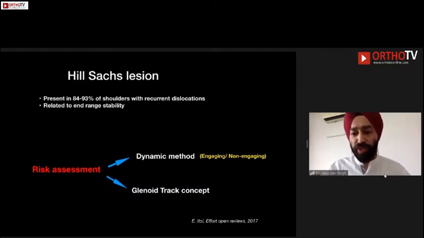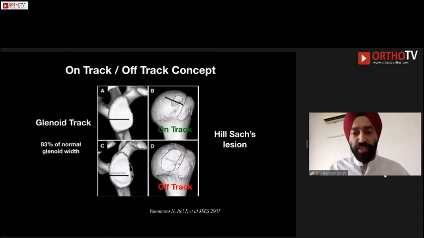Although this would not be ideal since you are putting your repair to a great degree of stress by doing this test. And the other method is the glenoid track concept, which you can use preoperatively to find which lesions are significant and which are not. So this glenoid track concept is based on the principle of bipolar bone loss, and it not only gives you an idea about glenohumeral bone loss, but it also helps you in deciding the treatment option for this.